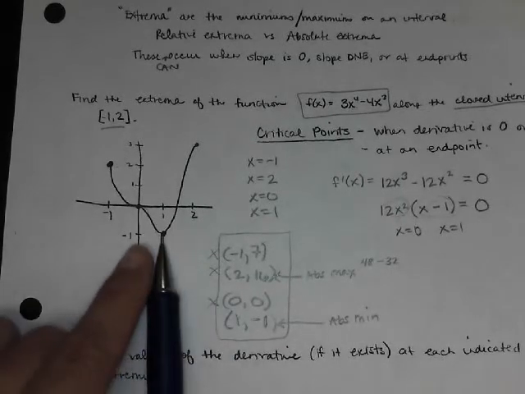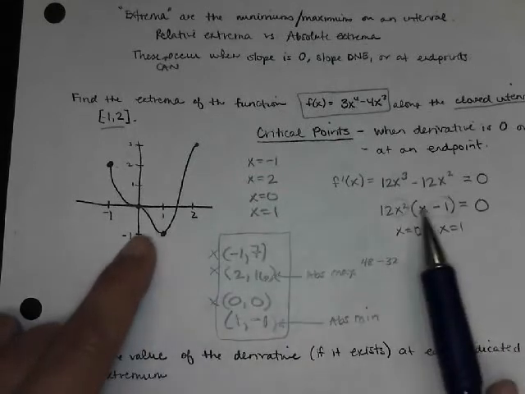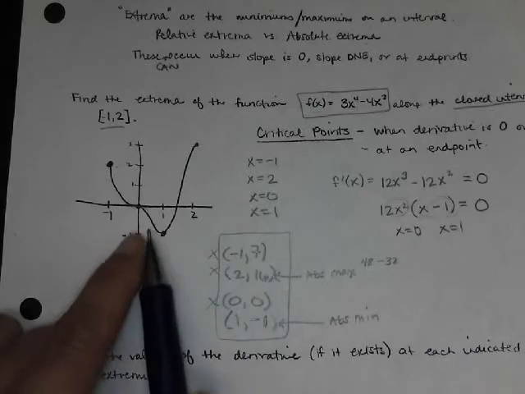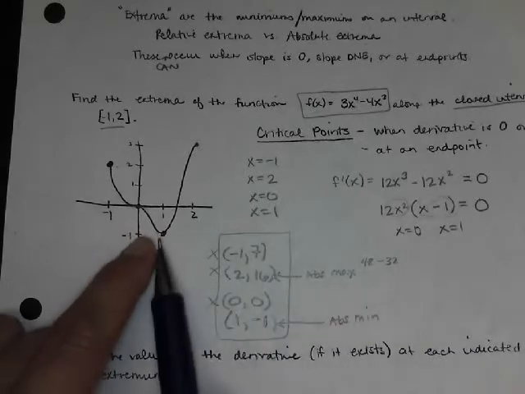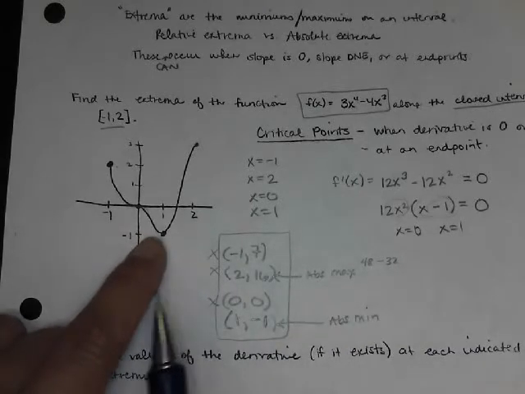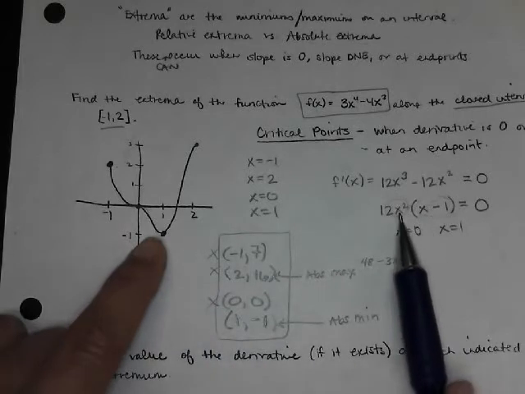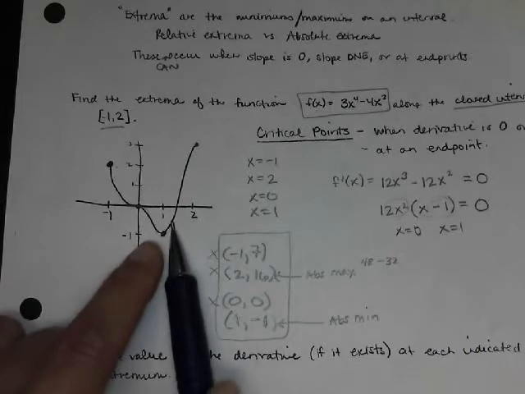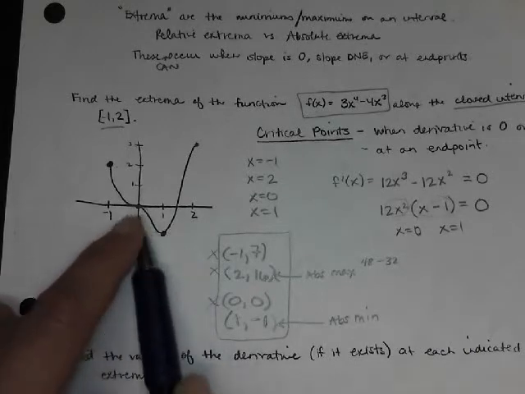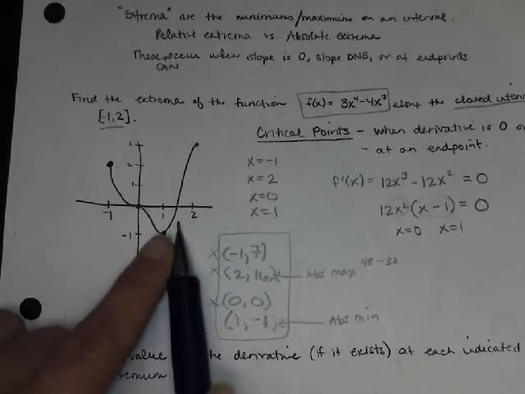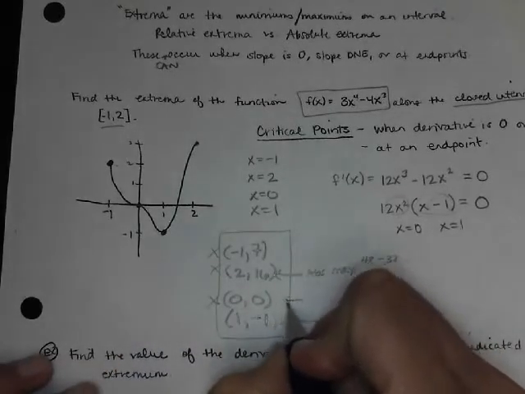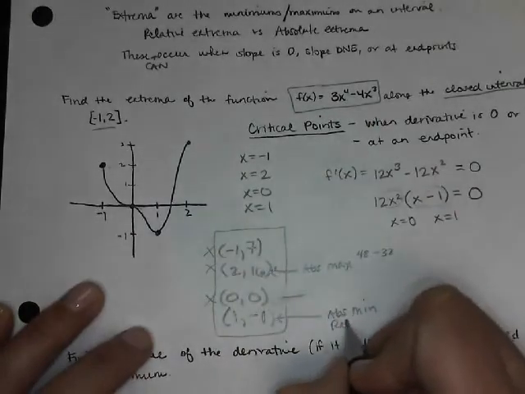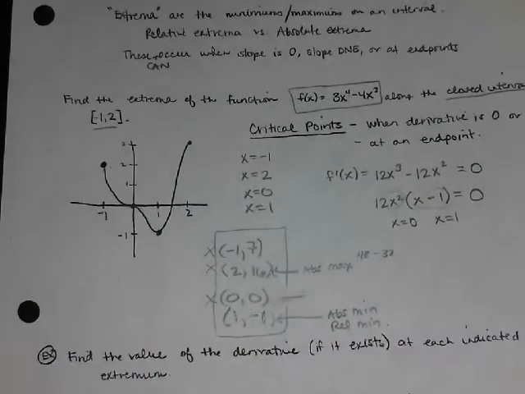Surrounding 1, if you plugged in a number right before 1, like 0.9, you'd get a positive times a negative, so it's decreasing. The slope is negative coming in. And if you plug in something slightly to the right of 1 to figure out what the graph is doing, you're going to get a positive times a positive, which is a positive. So it's decreasing coming in and increasing coming out. Oops, we're checking the 1. That also tells you that it's a relative minimum.